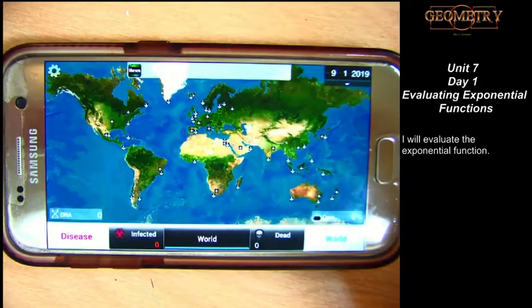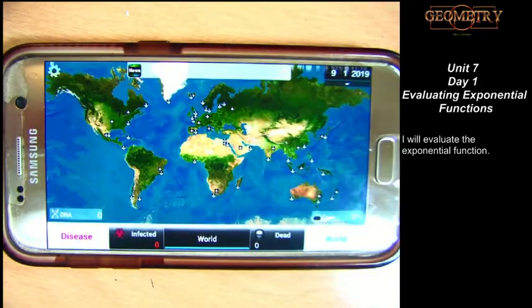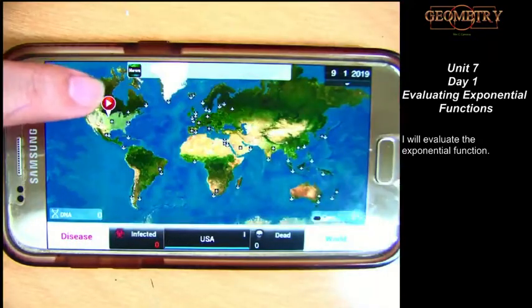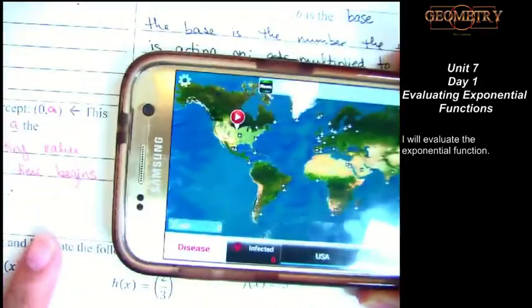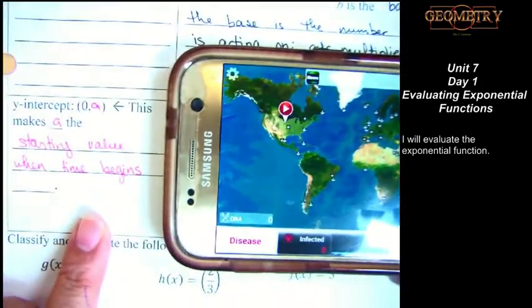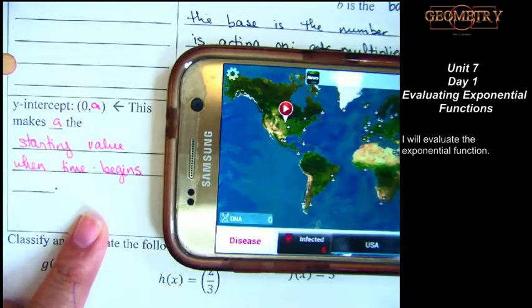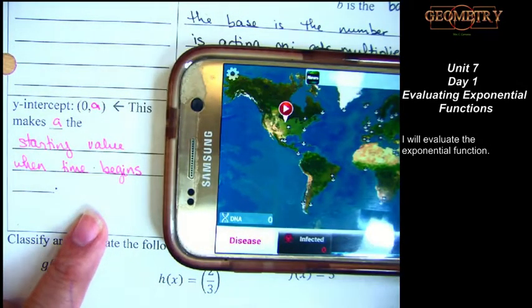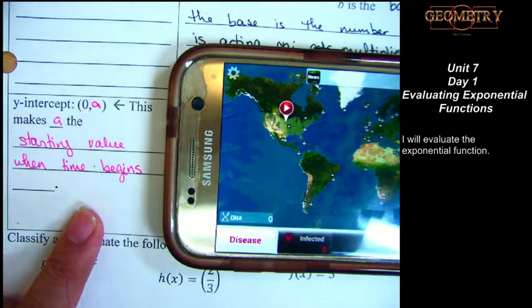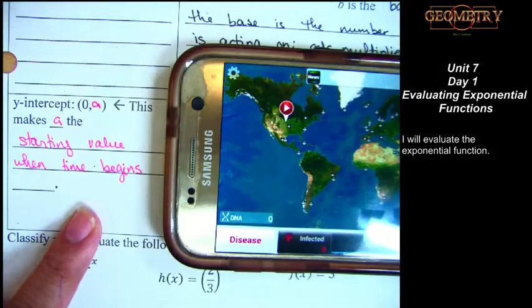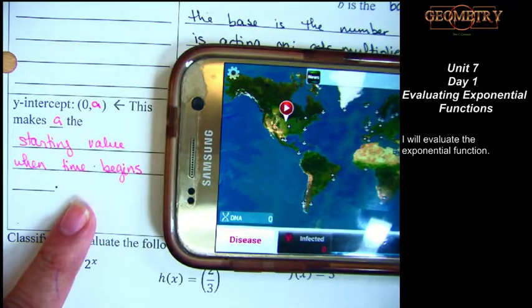So I need to tell the game where the plague is starting. North America. Okay? So we're going to start here. As soon as I hit the play button, time starts. That is, time is 0. And the very first person who gets sick, which the Center for Disease Control calls patient 0, they're my A. They're my starting value. So if I start with 1 person sick, A is 1. If I start with 10 people sick, A is 10.